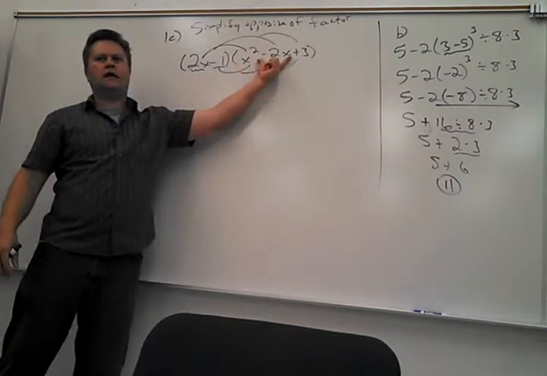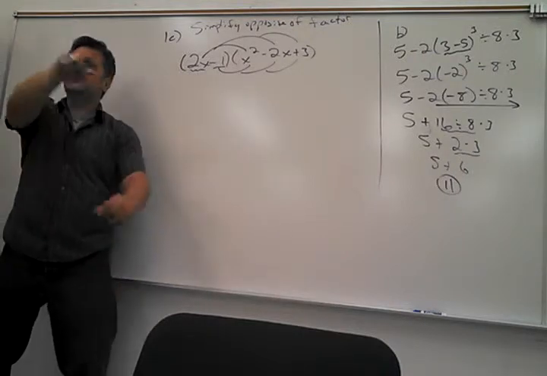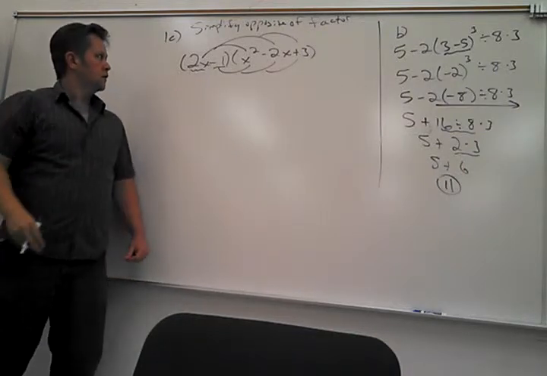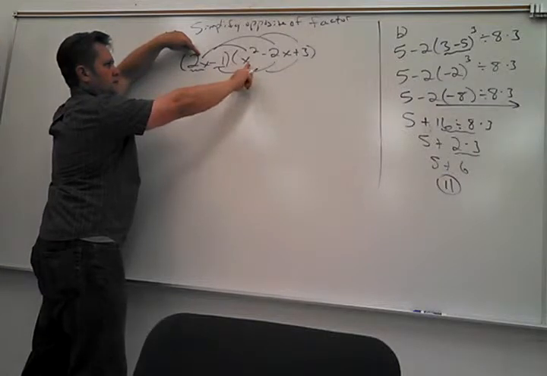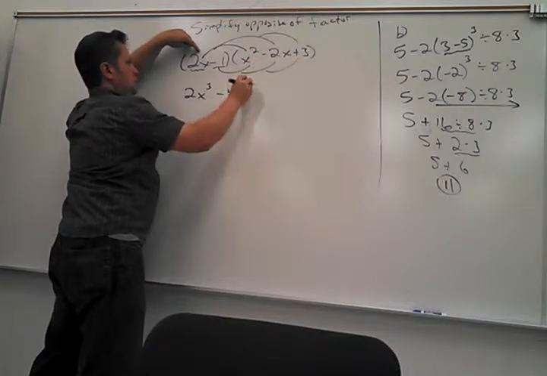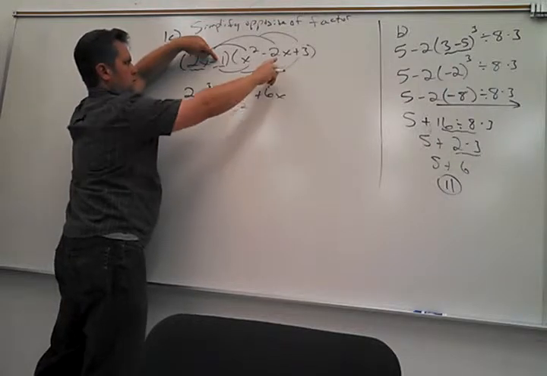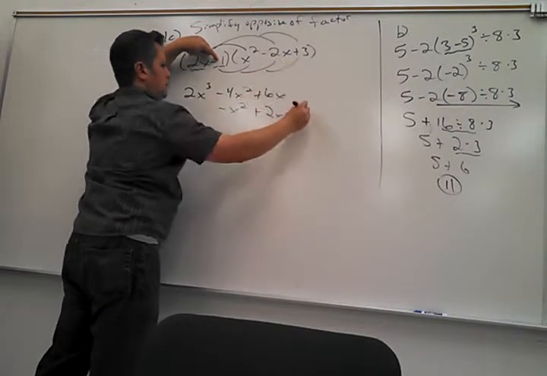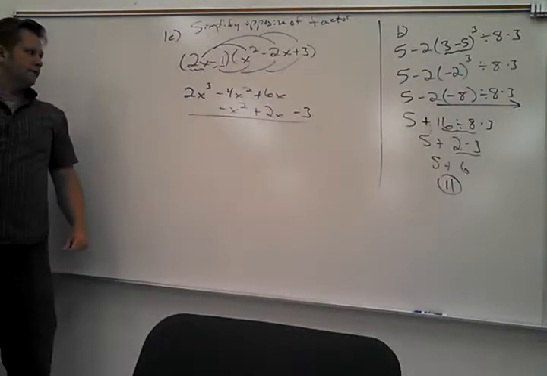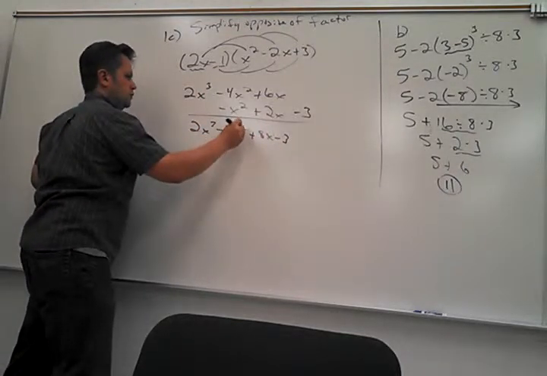Now I can make this thing as big as I want, this thing as big as I want, but you just take the first guy, distribute, second guy distribute, third guy distribute, and then get all your like terms together. I don't need FOIL. So what do I get here? Good. 2x cubed minus 4x squared plus 6x minus x squared plus 2x minus 3. And then I can kind of line my like terms up as I go. It's not a bad idea. So you get 2x cubed minus 5x squared plus 8x minus 3.